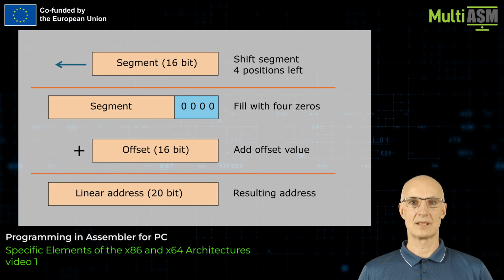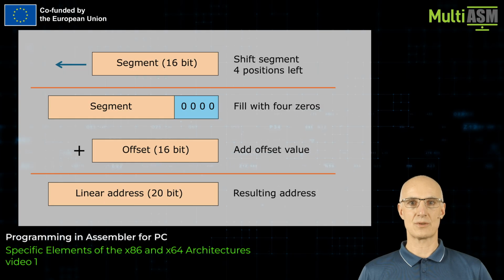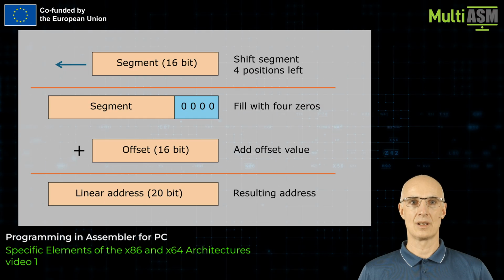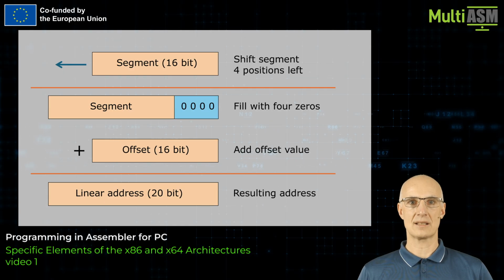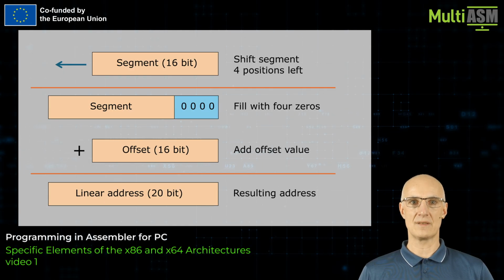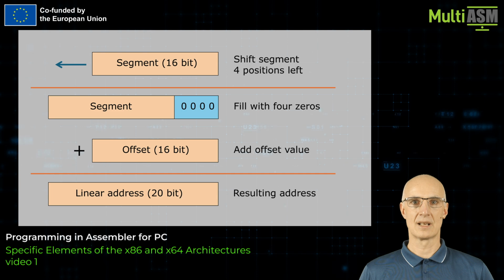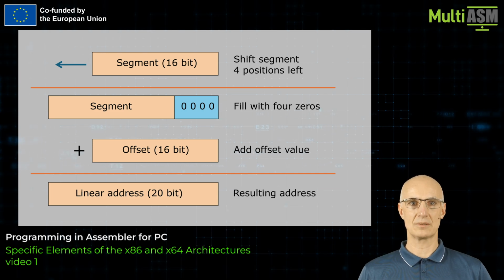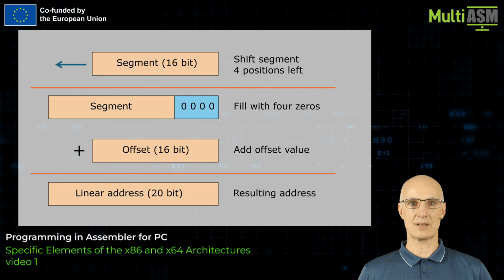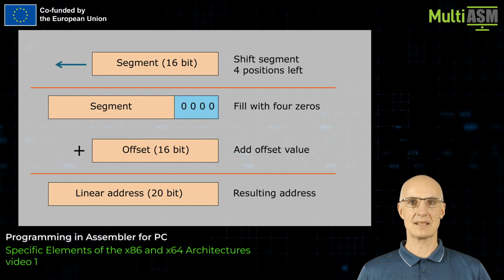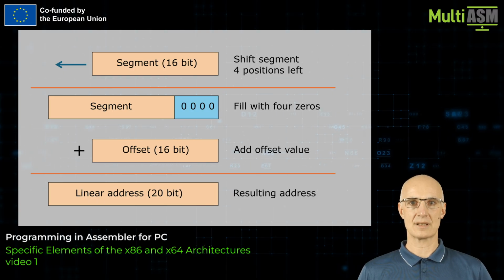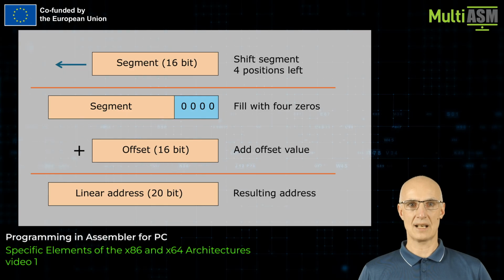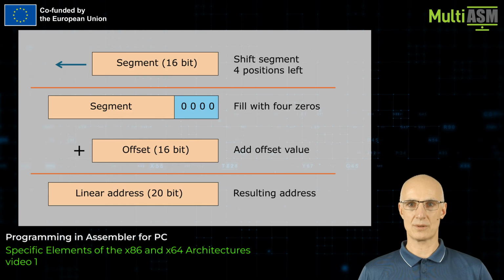The segment part, taken always from the chosen segment register, is shifted 4 bit positions left. The 4 bits on the right side are filled with zeros, forming a 20-bit value. The offset value is added to the result of the shift. The result of the calculations is named the linear address. In the 8086 processor, the linear address equals the physical address, which is provided via the address bus of the memory of the computer.